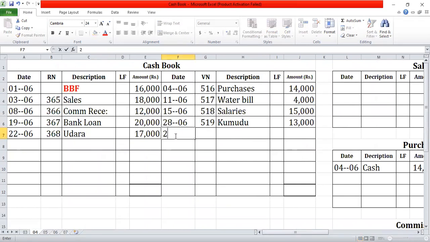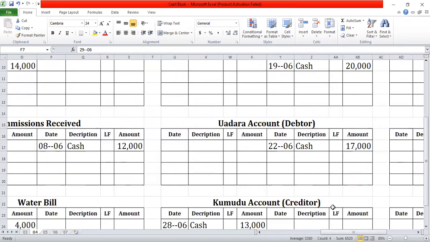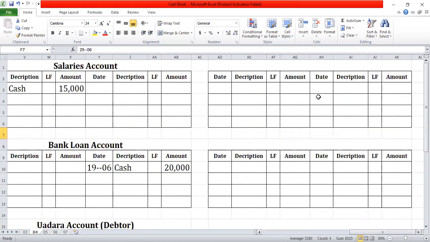Again, we have a payment on 29th of June. 520 is the voucher number. Right? It's a drawing. Drawings 6,000. Okay. Drawing 6,000. Listen to me. The cash book is credited. So we have to debit the drawings account. Name the next account as drawings.